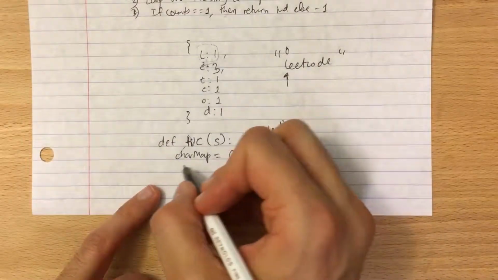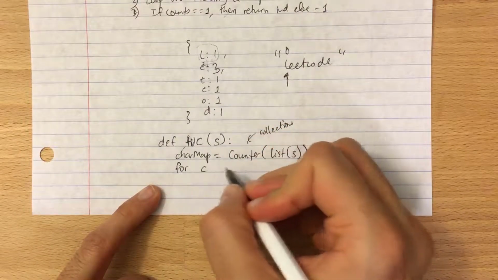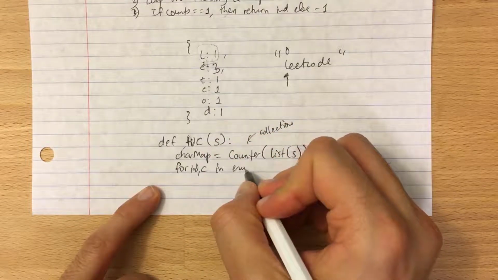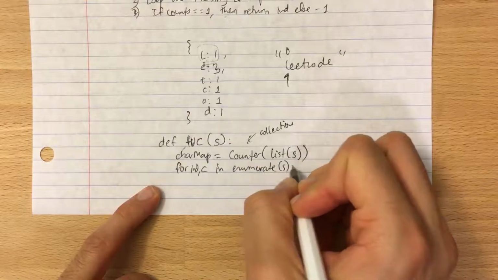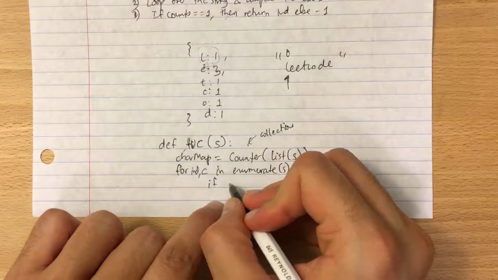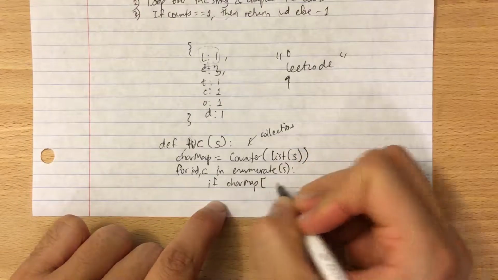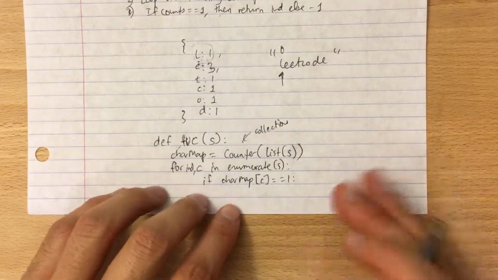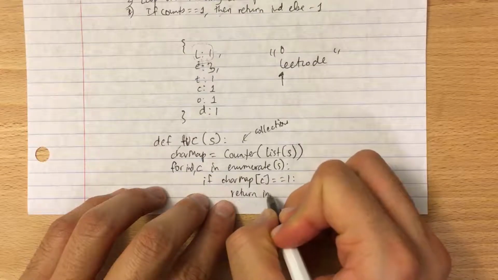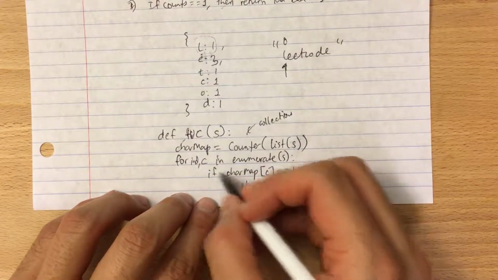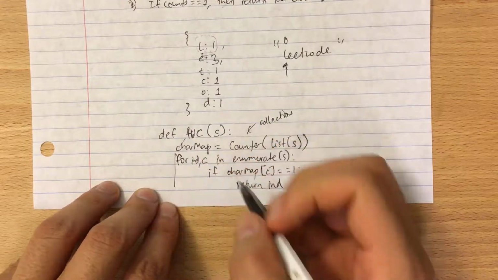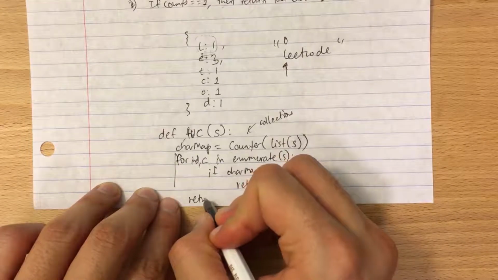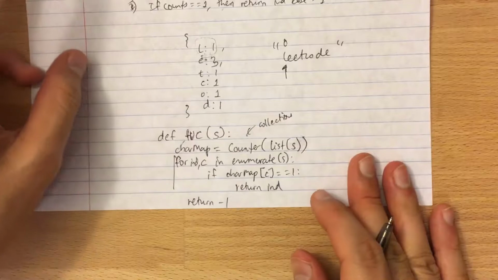Then all I need to do is loop over the original string, right? So for index, character in enumerate of the string, if the char map at the character is equal to 1, meaning that the count is 1 for that particular instance, I can go ahead and return the index where it occurs. Else, if this loop completes and I have not found any characters with count 1, I return -1. Okay, that's pretty much it.